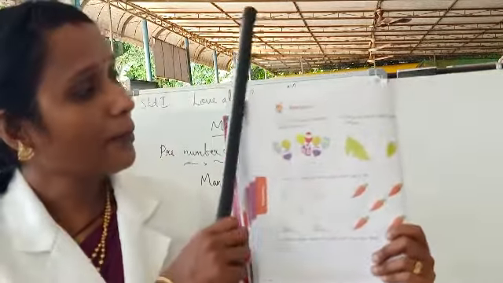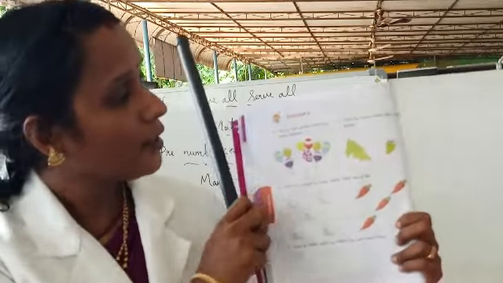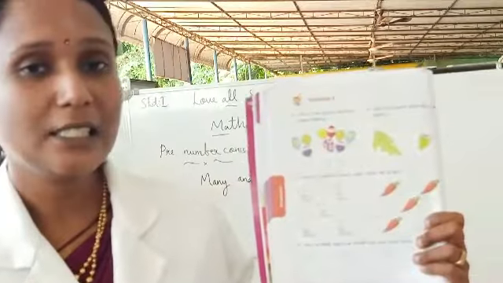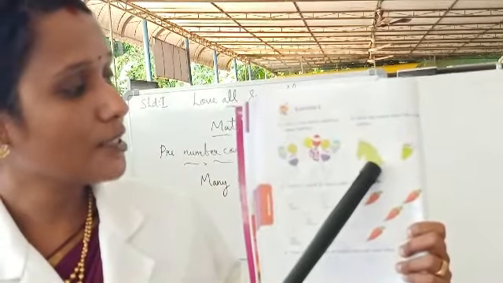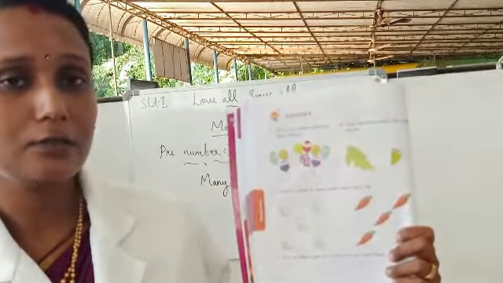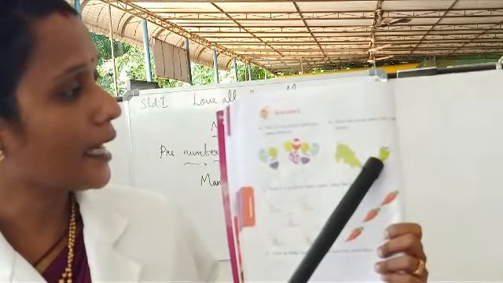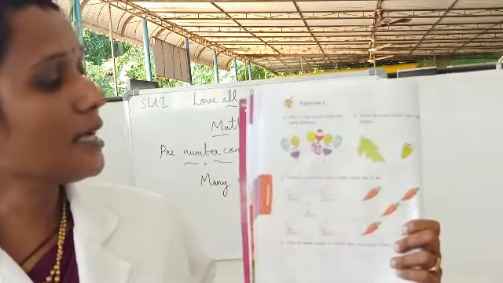Then, question number B. Circle the bunch which has few grapes. Which bunch has few grapes? The first one or second one? Second one. So, you want to circle the second bunch. Then question number C.